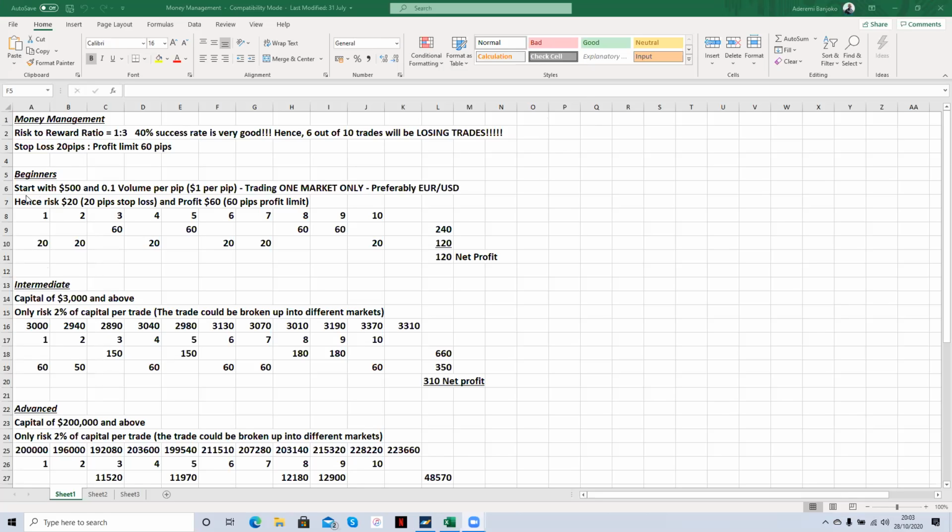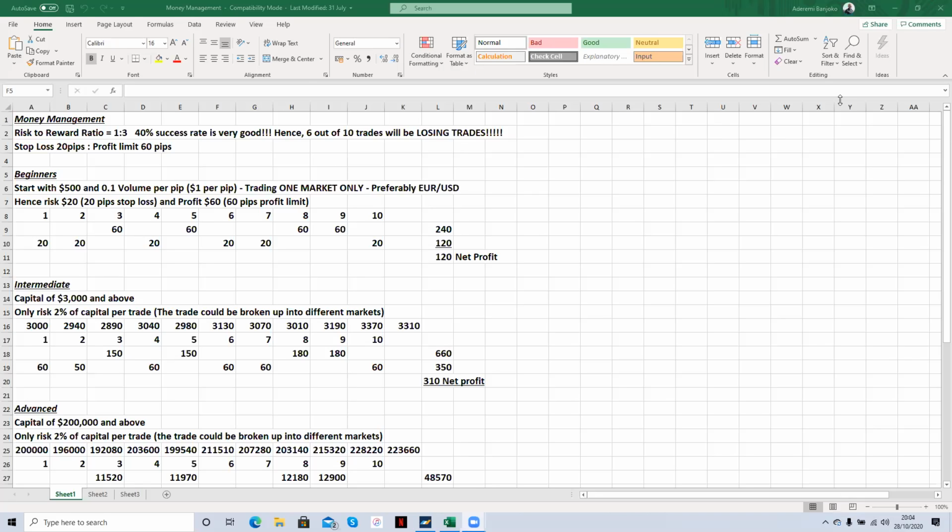With the beginners, which is what we're doing on the platform now, I funded my IG Live account with £500, and I've been trading that account since last week, Monday. That's the account we've been trading live together, where I put £500 into the live account. And as you know, with that one, I'm risking 50p per pip per trade, using a stop loss of 20 pips and a profit limit of 60 pips.